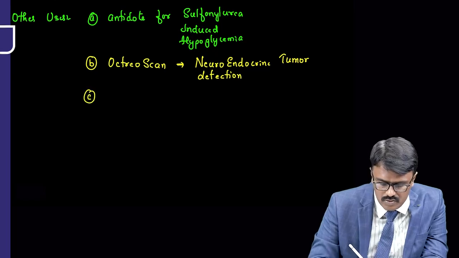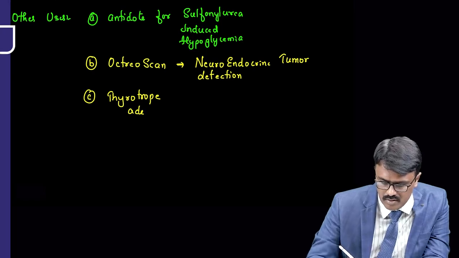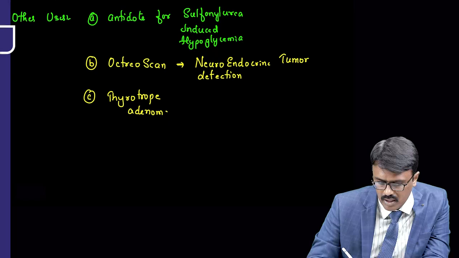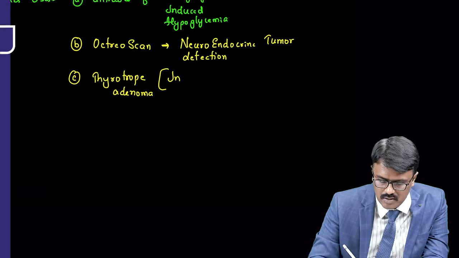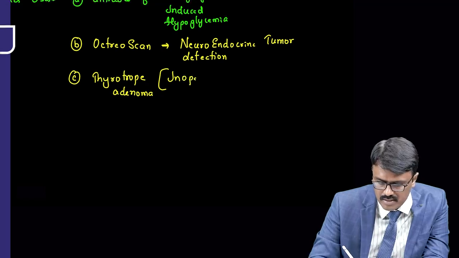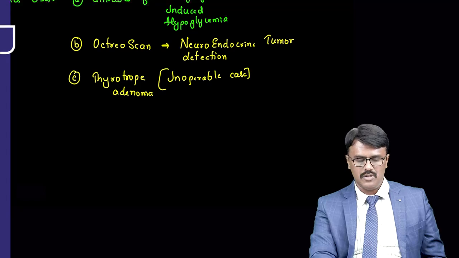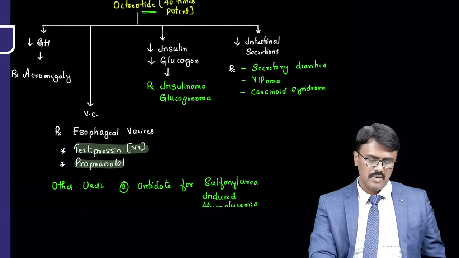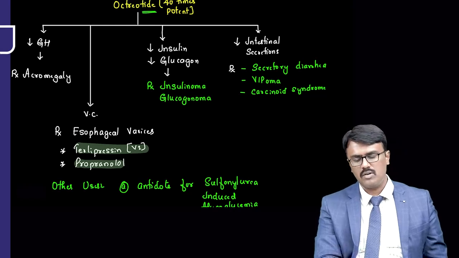And it is also used to treat thyrotrope adenoma. Now, thyrotrope adenoma is operable. Suppose it is not operable, that is, in inoperable cases, then we use octreotide. So basically these are additional uses you have to remember. Otherwise the basic concept is acromegaly, esophageal varices, insulinoma, glucagonoma and diarrhea.